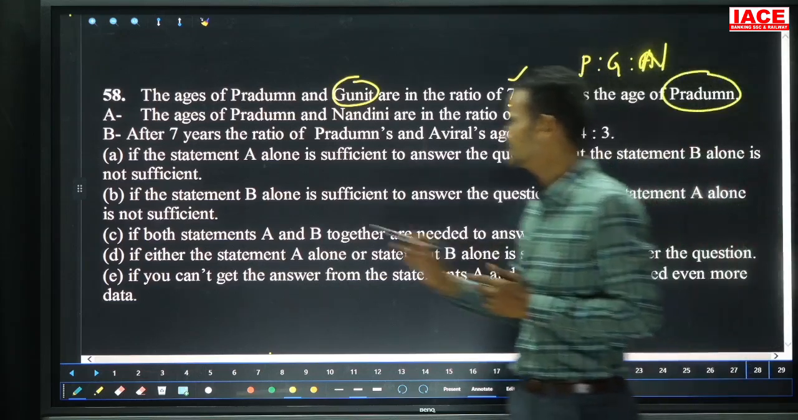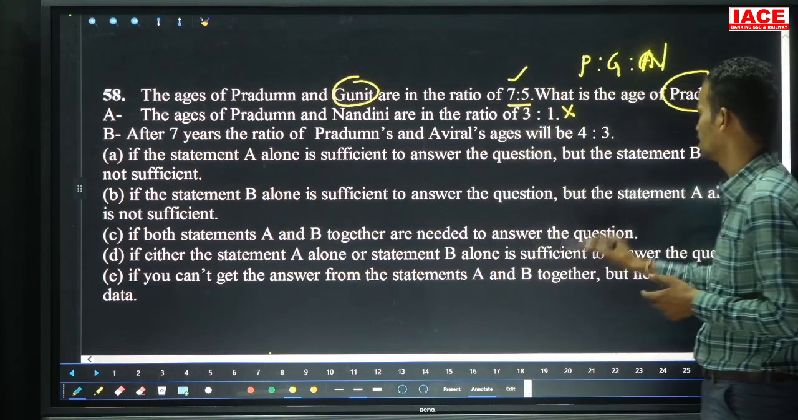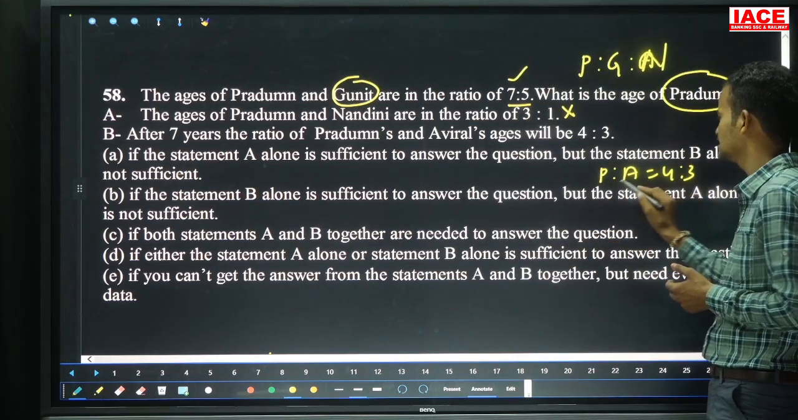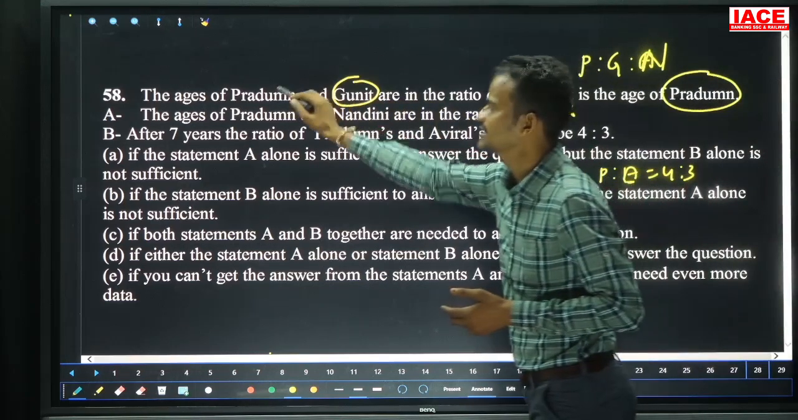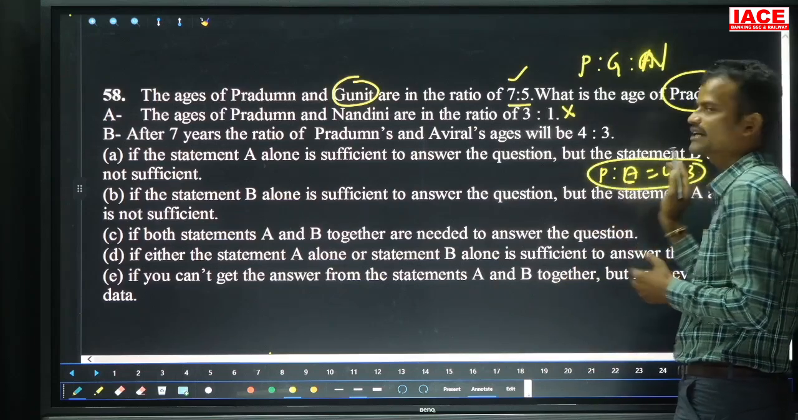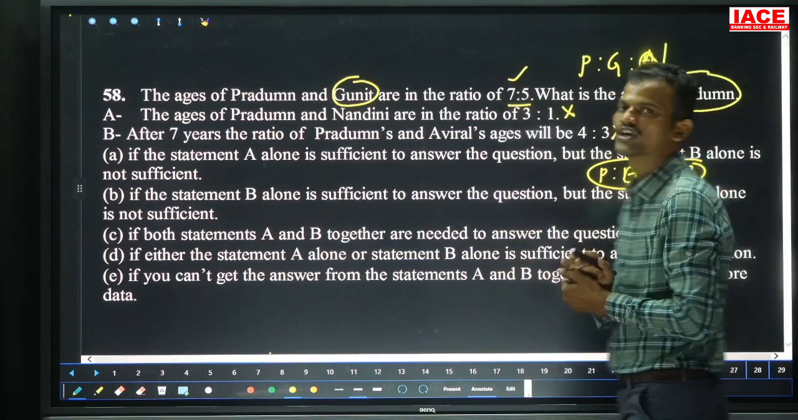Okay. See the second statement: after 7 years, the ratio of Pradhuman and Aviral. Pradhuman and Aviral, how much is given? 4:3. This is Aviral. Is Aviral there in the first question? No. That means this statement only mentions Pradhuman and another different person. That means this statement is also not sufficient.